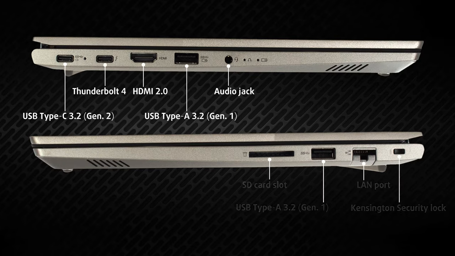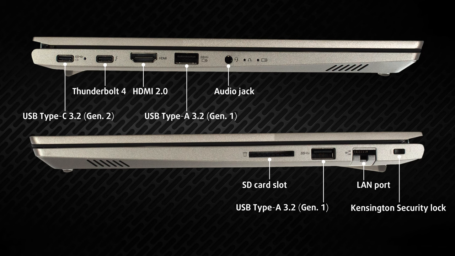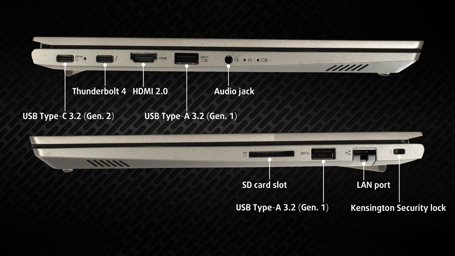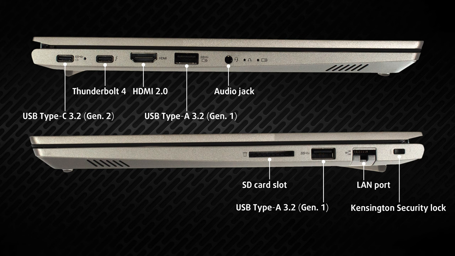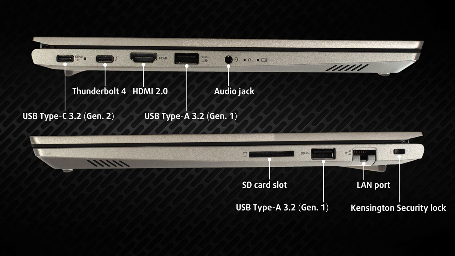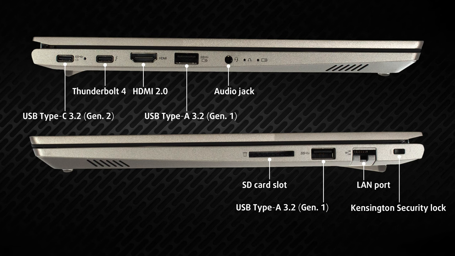The input-output of the ThinkBook keeps a lot of ports between the two sides. On the left, there's one USB Type-C 3.2 Generation 2 port, a Thunderbolt 4 port, an HDMI 2.0 port, one USB Type-A 3.2 Generation 1 port, and a 3.5 millimeters audio jack. On the right, there's an SD card reader, one more USB Type-A port, and a LAN connector.